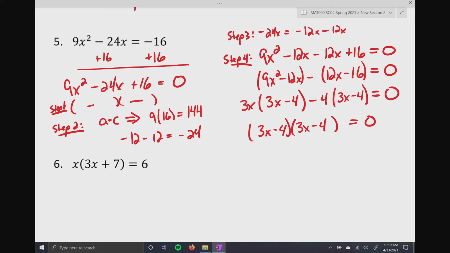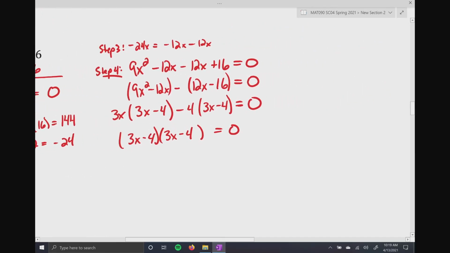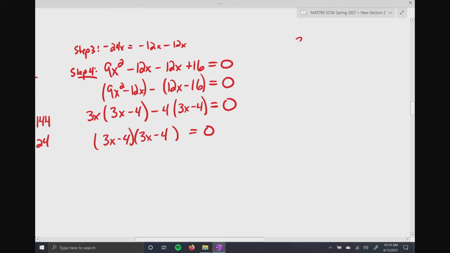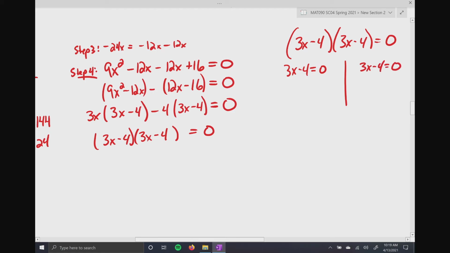Now, remember, we are solving. So what I'm going to do is go over here to the right a little bit. I'm going to rewrite the problem. And now I'm going to set each one of these equal to 0. Okay? So 3x minus 4 equals 0 and 3x minus 4 equals 0 again. But here's what's nice. Since they're both the same exact thing, I'm just going to solve one of them.